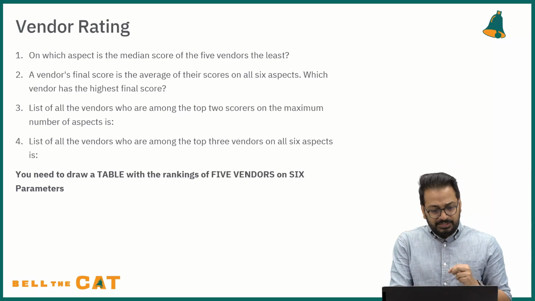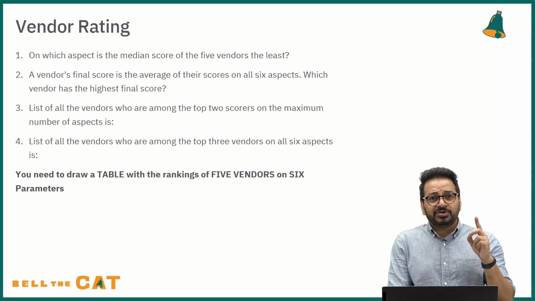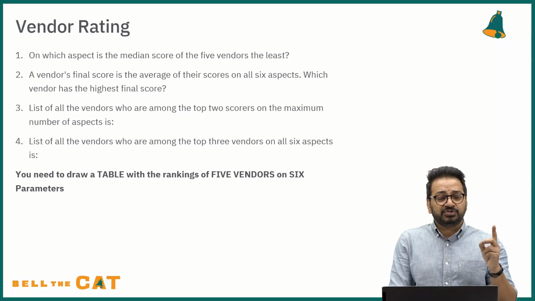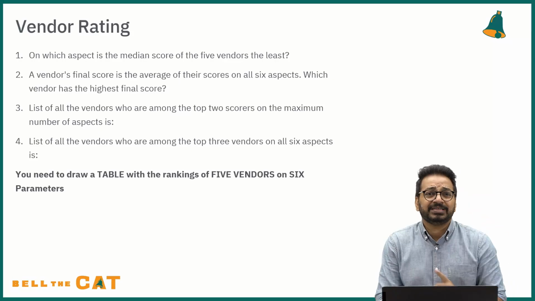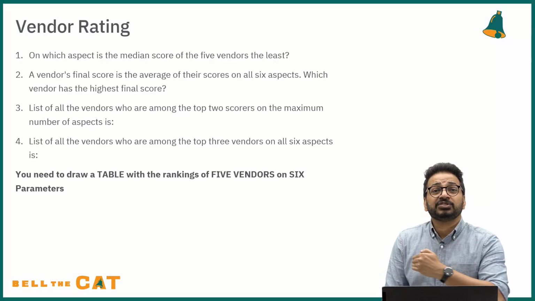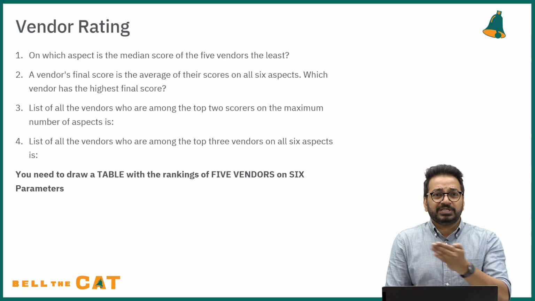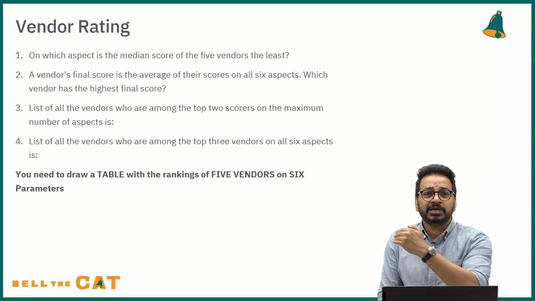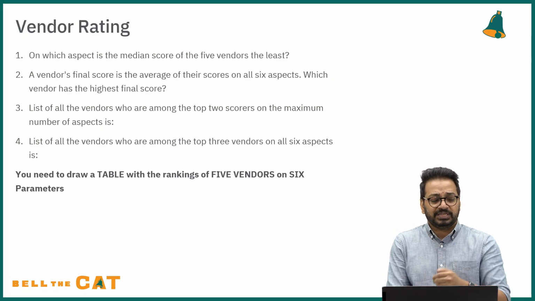Now let us go to the questions. What do you need to draw here? You don't need to draw a table with the values, but you need to draw a table with the ranks. This is the 4th commandment: do represent the table in terms of what is asked for and not what is given. Move to where the ball will be and not to where the ball is right now.